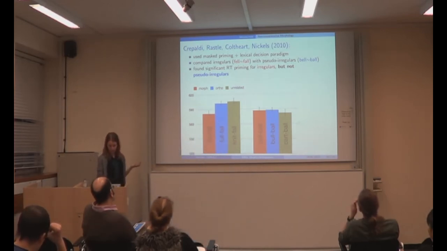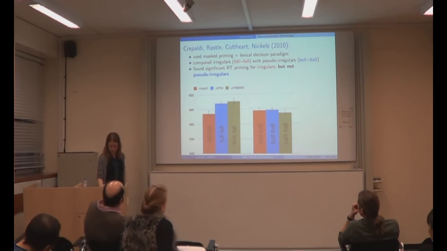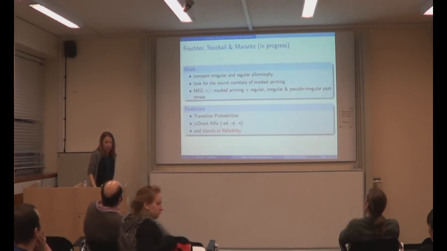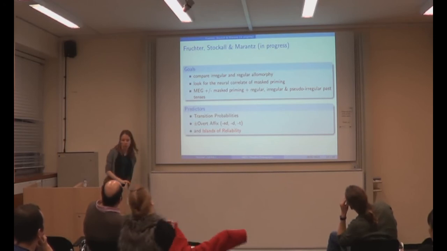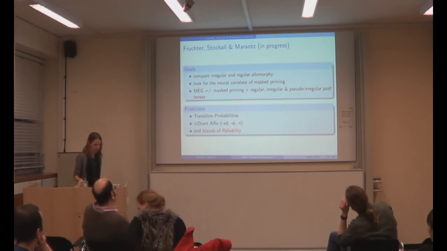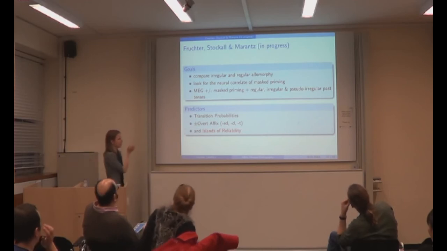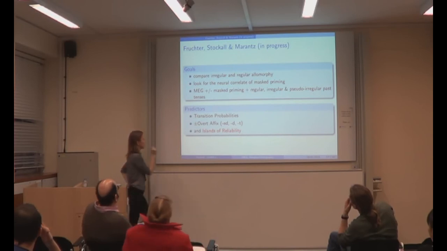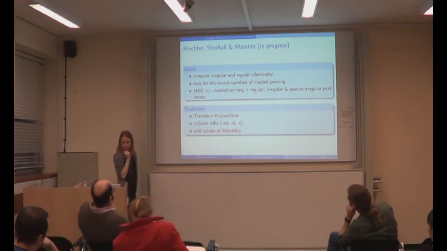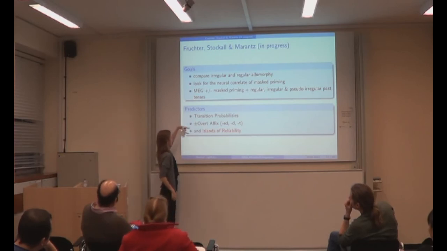So what we wanted to do is take this behavioral masked priming and do it in MEG. This is work that's still in progress. We're looking at both irregular and regular allomorphy and the pseudo-irregular cases, and we're looking for the neural correlate of masked priming, but we're also comparing masked priming with single word reading studies, and we're looking for the effect of these various predictors.